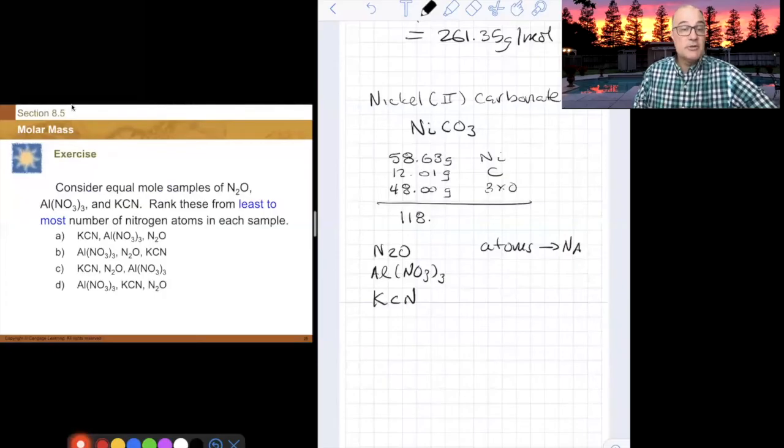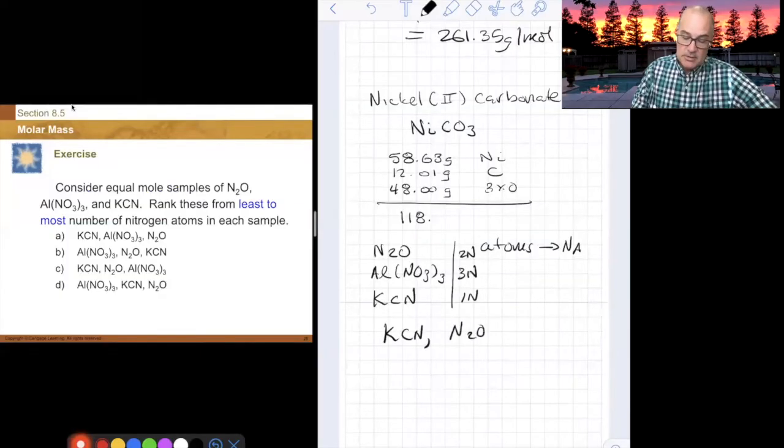So really all I have to do in this question is figure out how many atoms of nitrogen are in each of the compounds, right? And this should be relatively easy at this point. N2O has 2 nitrogens, Al(NO3)3 has 3 nitrogens, and KCN has 1 nitrogen, right? So the rank from least to most is going to be KCN, then N2O, then aluminum nitrate, Al(NO3)3.